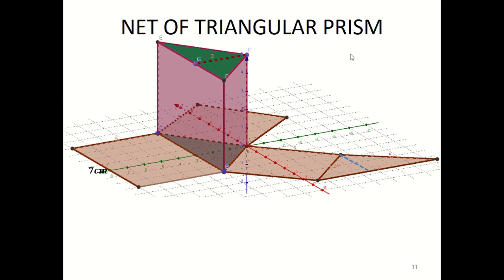Now here is what we call the net of the triangular prism. The net of the triangular prism will be in this form. You will realize we have 3 rectangular sides, and these are the lengths.